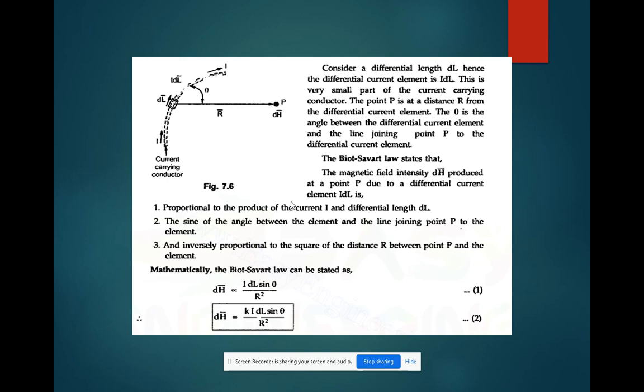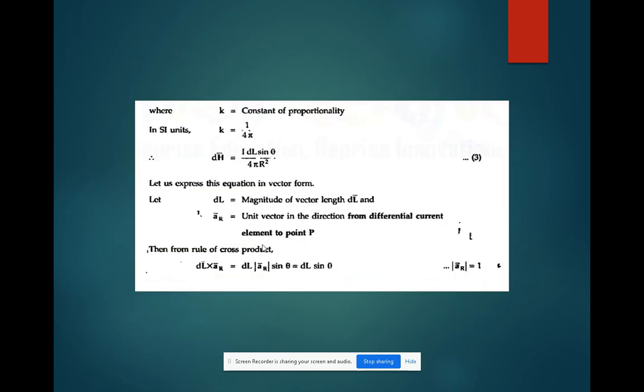Mathematically, you can write the Biot-Savart law as dH vector directly proportional to I dl into sine theta divided by R square. You can remove the proportionality by including the proportionality constant K. Here K is nothing but 1 by 4 pi, so you replace K with 1 by 4 pi.